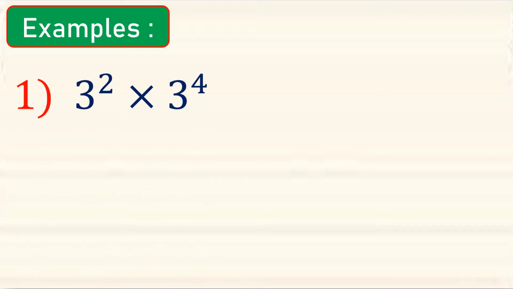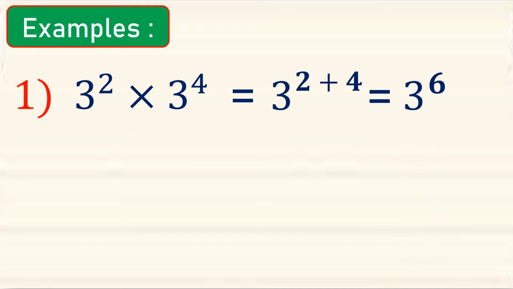Now let us have some examples for this one. If we have 3 squared times 3 to the fourth, in here, we are going to copy the base 3 and we are going to add 2 plus 4. And 2 plus 4 is equal to 6, so we have 3 to the sixth.